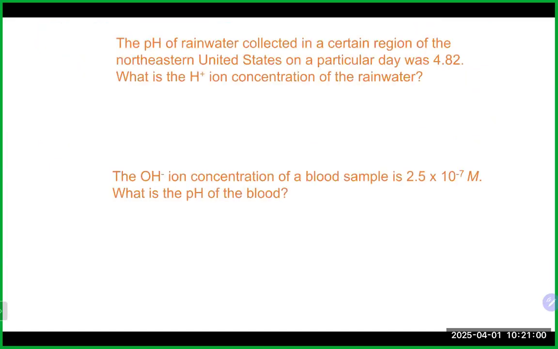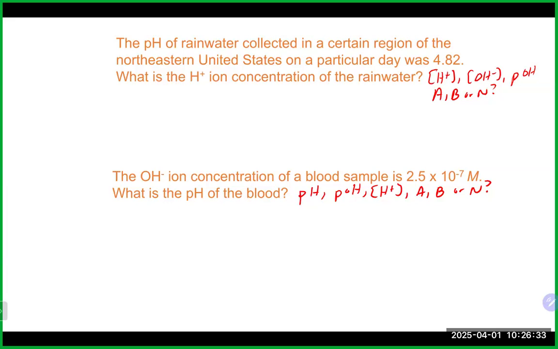So I'll give it a try here. We got a pH of rainwater at 4.82. Let's just make sure we know how to do everything. So let's calculate the H plus, the OH minus. Let's do the pOH, and is it acidic, basic, or neutral? And for the bottom one, we have the hydroxide given to us. So let's calculate the pH, the pOH, the H plus concentration, and is it acidic, basic, or neutral?